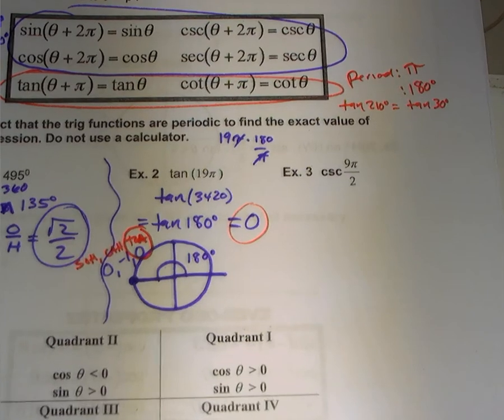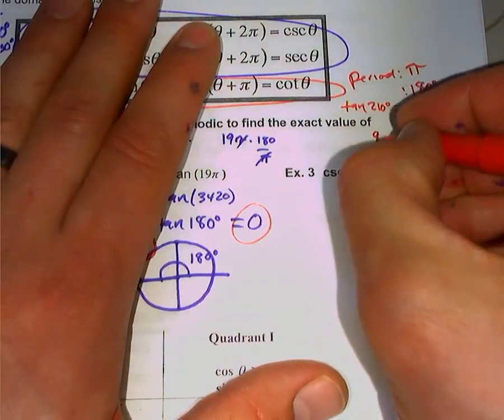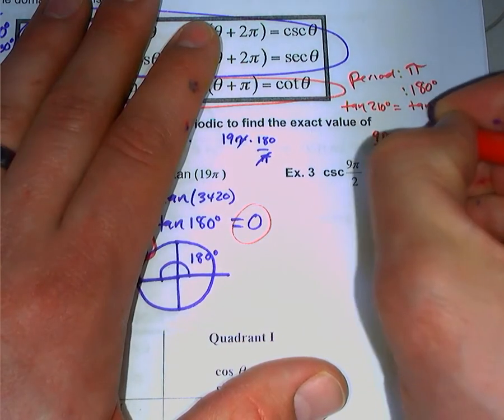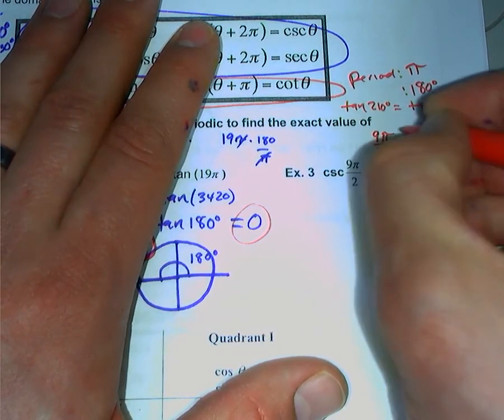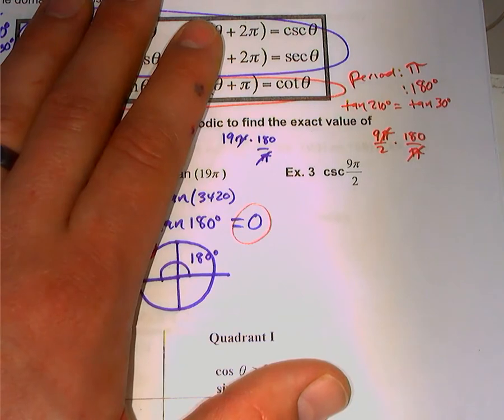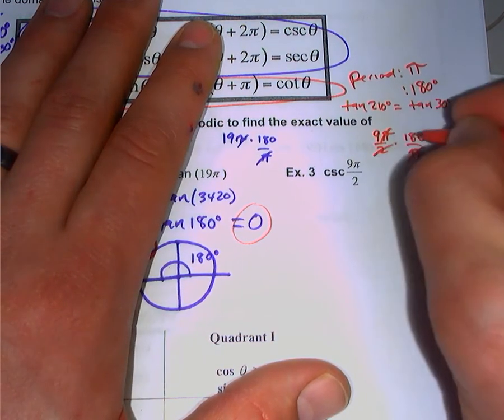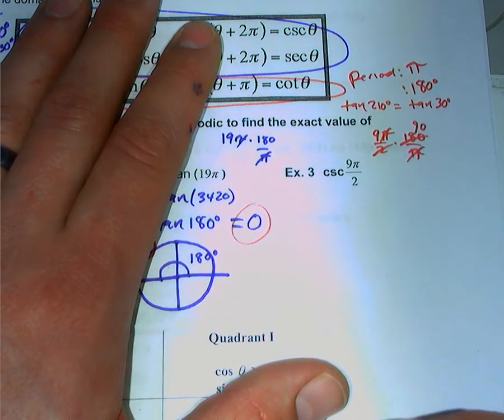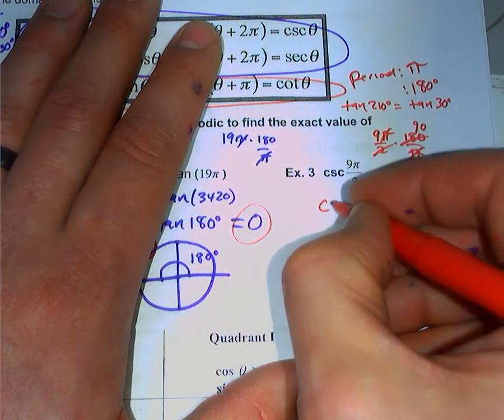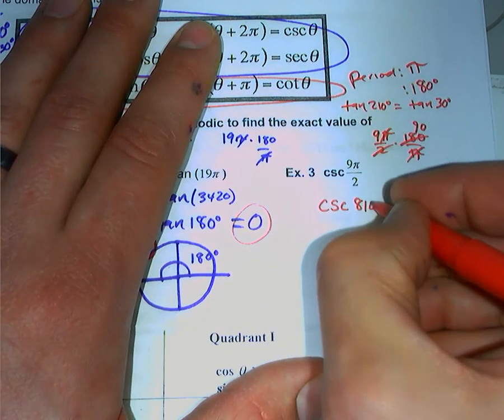Degrees. Okay, so let's convert this guy. You can do it off to the side. 9 pi over 2 times 180 over pi. So the pi's cancel. What's 180 divided by 2? 90 times 9. 810. Okay?